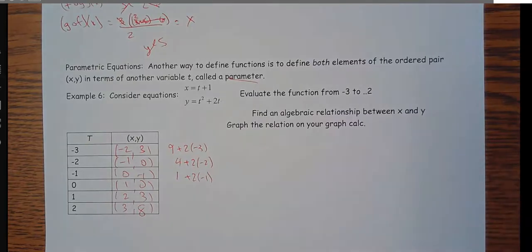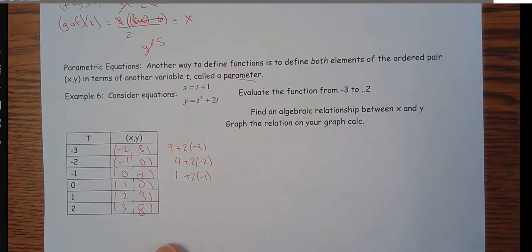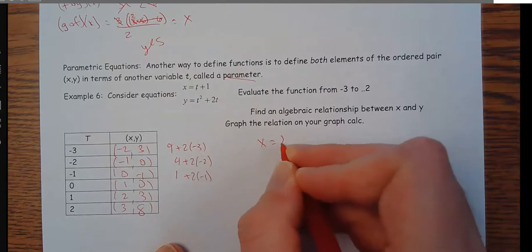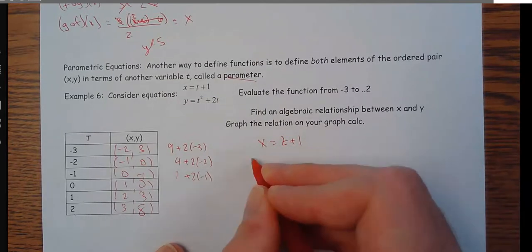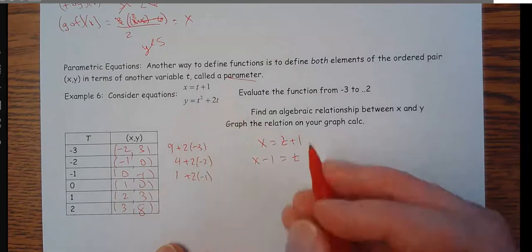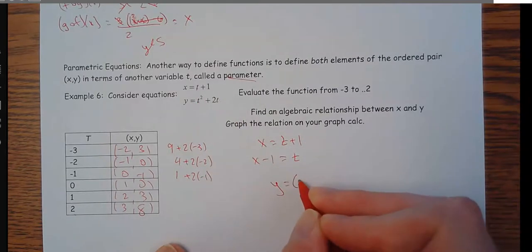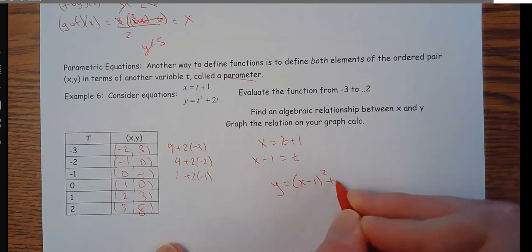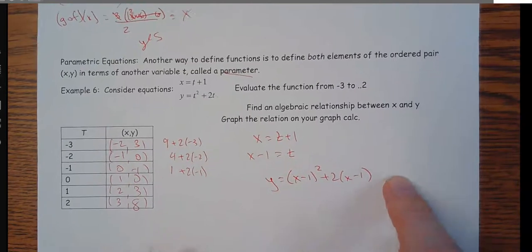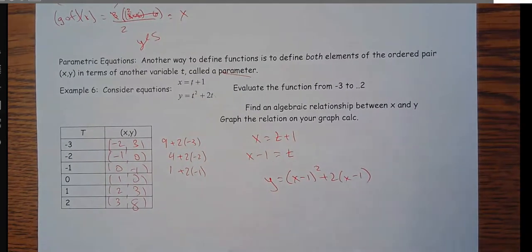So we want to figure out, how do y and x relate, what's in common with them? So what I'm actually going to do is substitute. I'm going to solve one of these for t. So you've got x equals t plus 1. I'm going to bring this over, so x minus 1 equals t, and then plug that in for all the t's down here. So y equals (x minus 1) squared plus 2 times (x minus 1). And see, now we have a function. Okay, so y equals, and we've got x's on the other side. That's going to be my relationship between x and y.